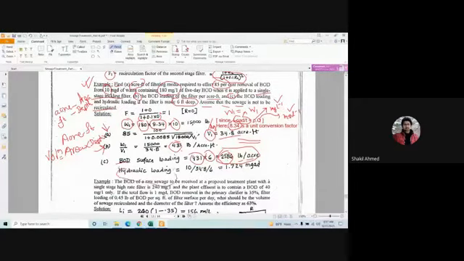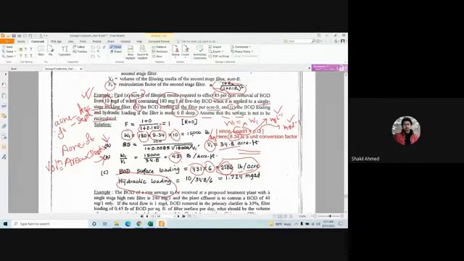Hydraulic loading. This is kind of hydraulic loading. 34.8. This is actually Q, right? And this is actually volume divided by depth. That means area. This is actually the velocity.